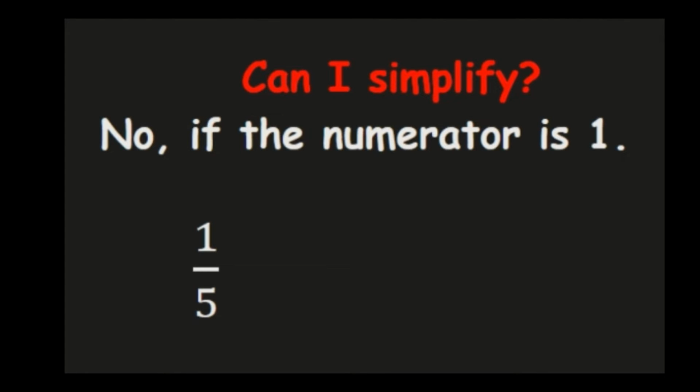For the next example, we have 1/5, and can we simplify 1/5? The answer is no. If your numerator is 1, then you can't simplify. And let's look at why that is. When we go to simplify, we're looking at common factors, but with 1, the only factor it has is 1. So the only thing we would be able to use if we were to simplify is 1. But if I'm going to divide my numerator and denominator by 1, then I'm going to get the same thing. So if your numerator is 1, you cannot simplify.